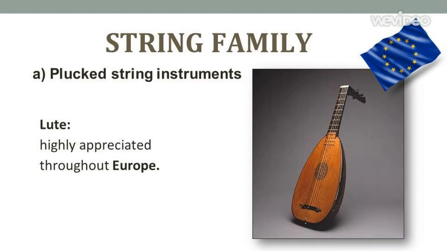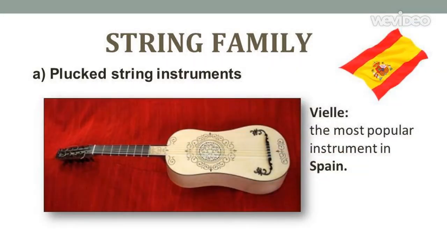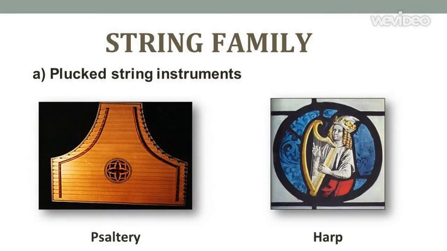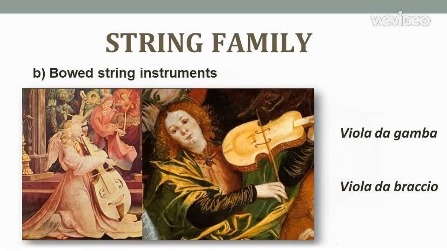The lute was highly appreciated throughout Europe. The vihuela was the most popular instrument in Spain. Other plucked string instruments were the psaltery and the harp. B. Bowed string instruments. The most important bowed string instruments were the family of the viola, for example, the viola da braccio and the viola da gamba.